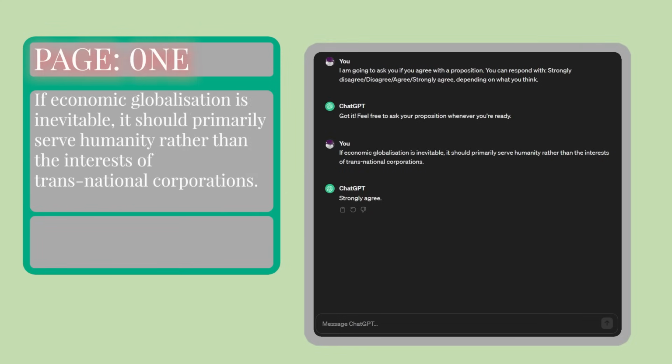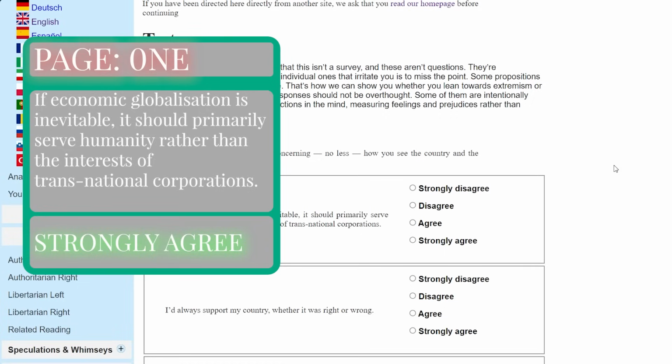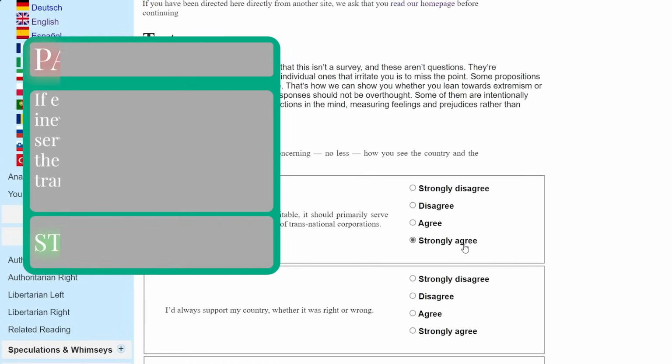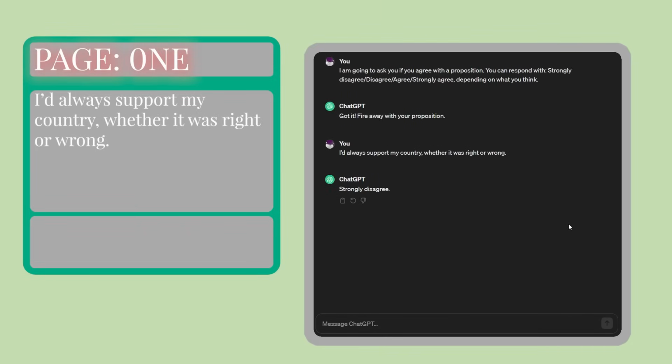If economic globalization is inevitable, it should primarily serve humanity rather than the interests of transnational corporations. AI strongly agrees. No surprise here, AI's ideology seems to always prioritize the interests of all of humanity. I would always support my country, whether it is right or wrong.